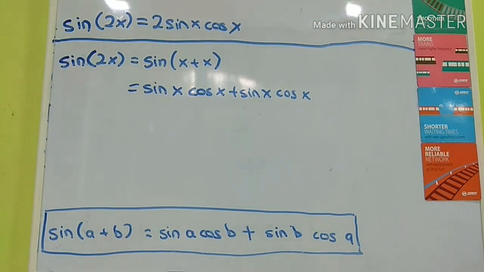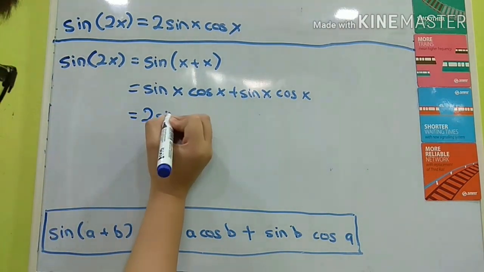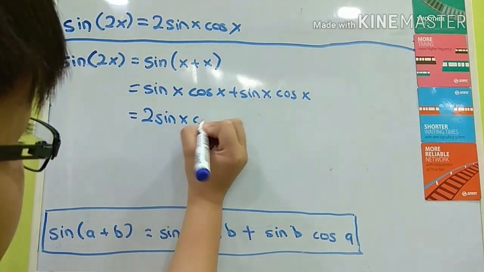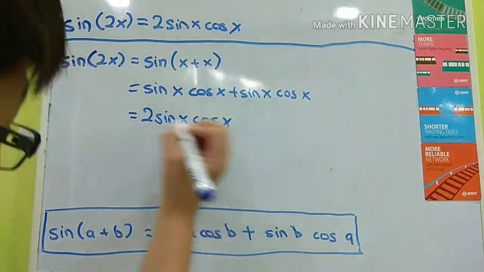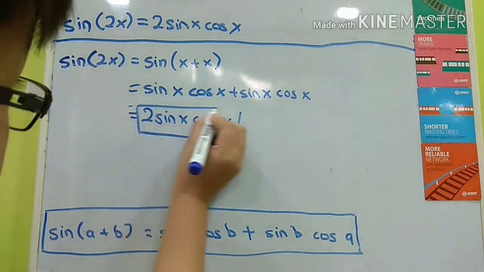But as you notice here, we're not done yet. This term and this term are the same. So we can combine both of them to get 2 multiplied by the sine of x multiplied by the cosine of x. And that's our first trig identity done.